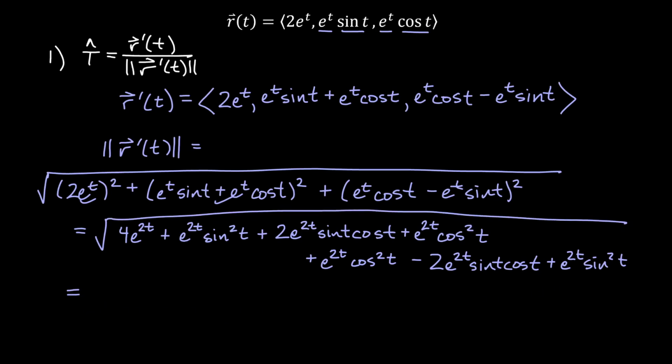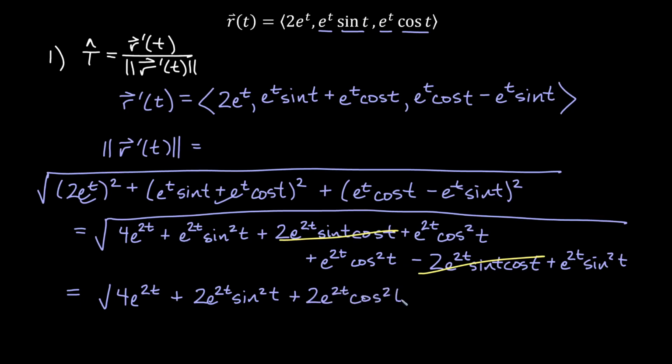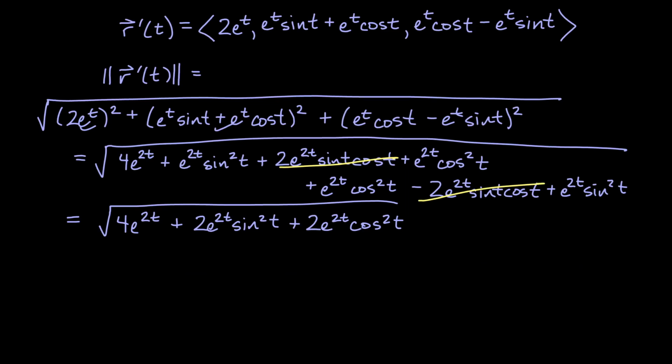We'll go ahead and notice maybe what happens here. This plus 2e to the 2t sine t cosine t and this minus term over here, those will reduce to 0. So we'll get the square root of 4e to the 2t, and then I have an e to the 2t sine squared t and another one here. So I actually have plus 2 e to the 2t sine squared t's. And then we also have 2 of this cosine term as well, so plus 2e to the 2t cosine squared t, under the square root.